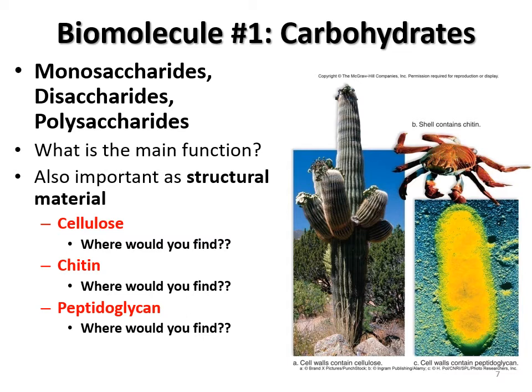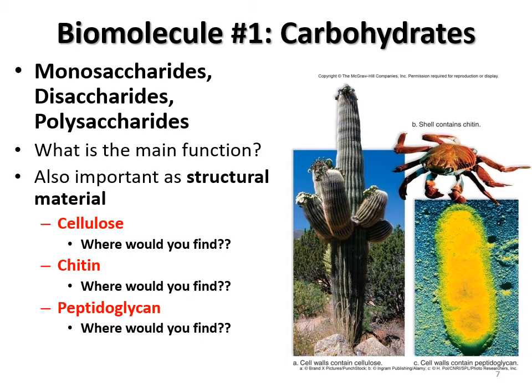Chitin is the tough, structural carbohydrate in shells. So a crab shell, a lobster shell, that crunchy outer shell is thanks to chitin, which is a carbohydrate. And then the last one I want you to remember is peptidoglycan. And peptidoglycan is the carbohydrate that gives bacteria their cell wall structure.